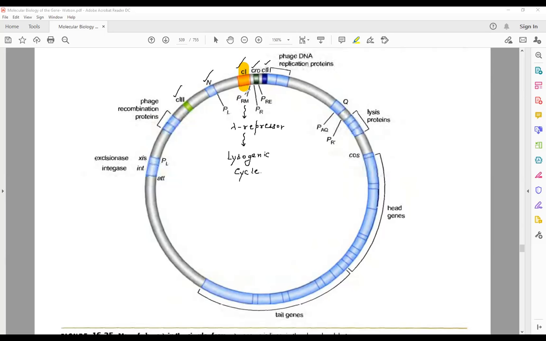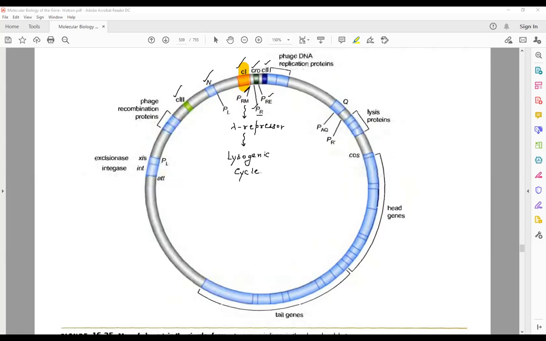And then there are promoters. The promoter on the right-hand side of the CI gene is called the promoter on the right-hand side, also referred to as the promoter for repressor maintenance. Then there is a promoter just before the CRO side, referred to as PRE, the promoter for repressor establishment.